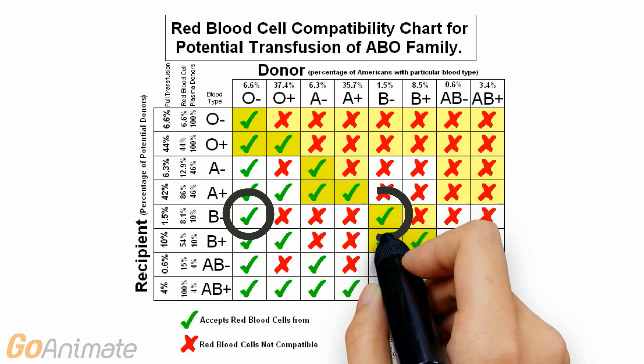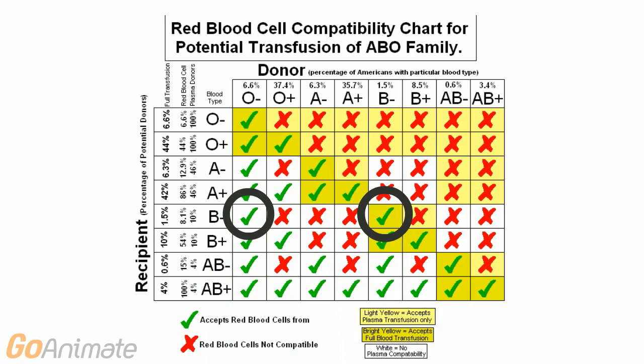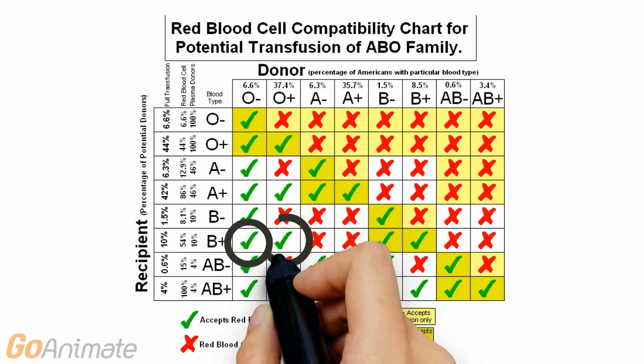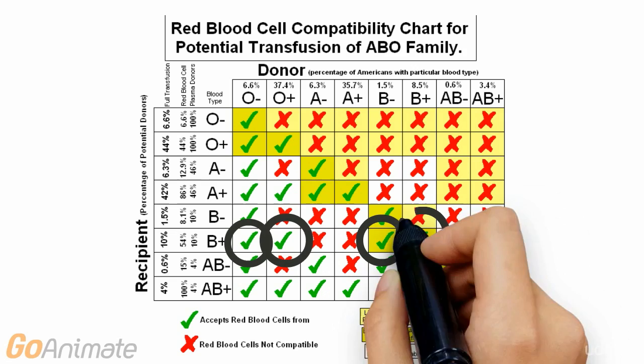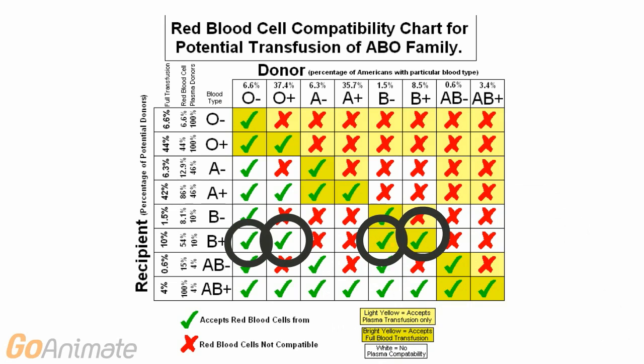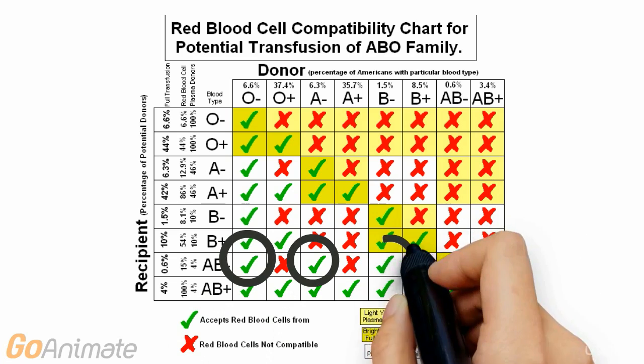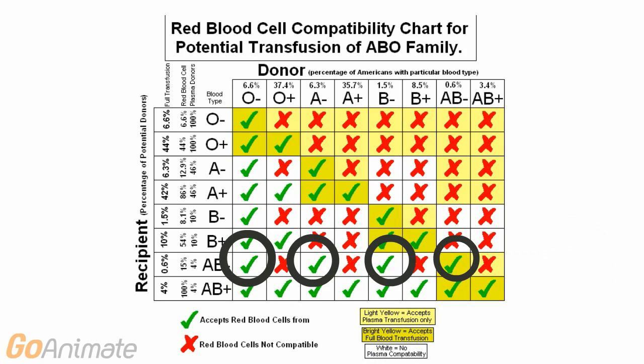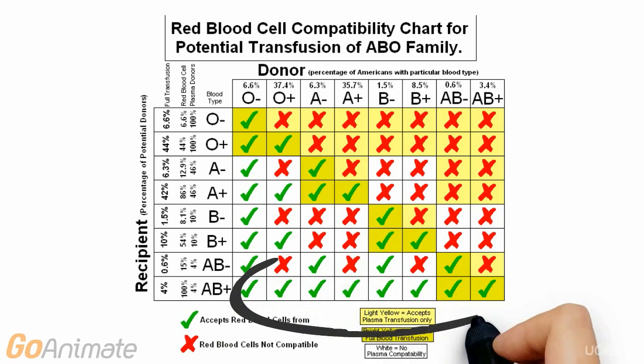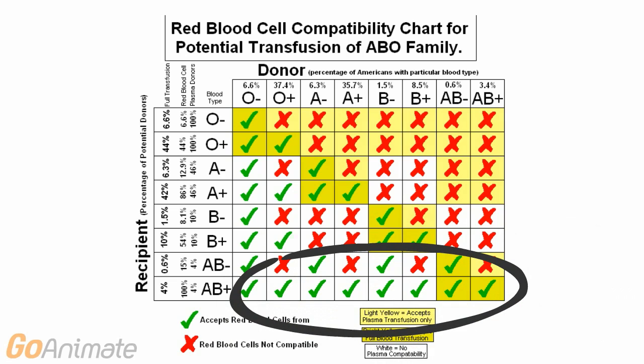B negative can only receive B negative and O negative, but B positive can receive B positive, B negative, O positive, and O negative blood. AB negative can only receive A negative, B negative, AB negative, and O negative, but AB positive can receive all of the blood types.